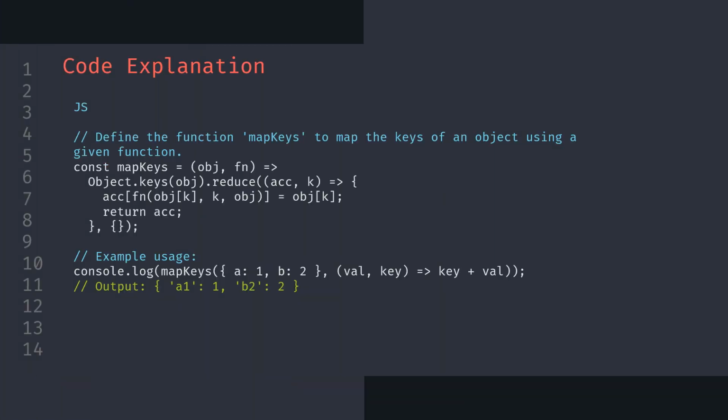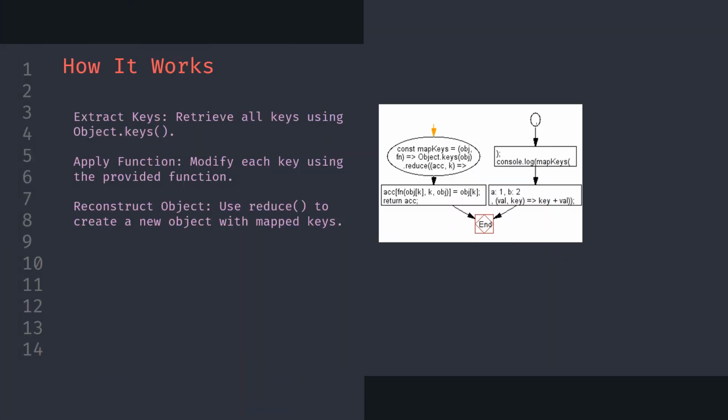This function extracts the object keys, applies a transformation function, and reconstructs a new object with the modified keys. The values remain unchanged, making it a flexible approach. The process involves extracting keys, transforming them, and reconstructing the object. This technique provides an efficient way to rename or modify keys dynamically based on specific conditions.